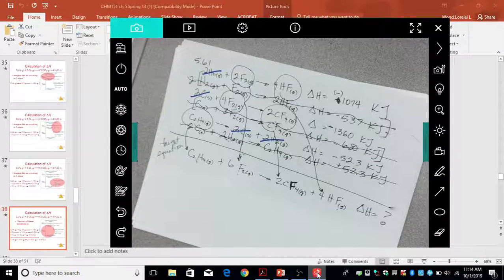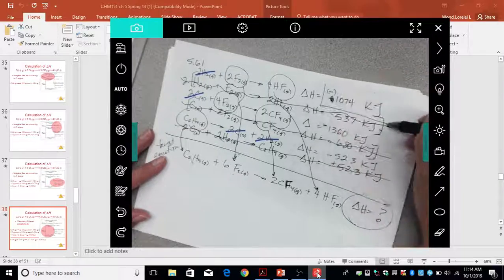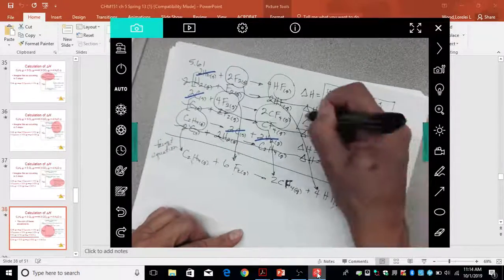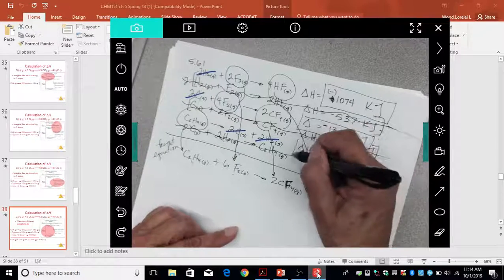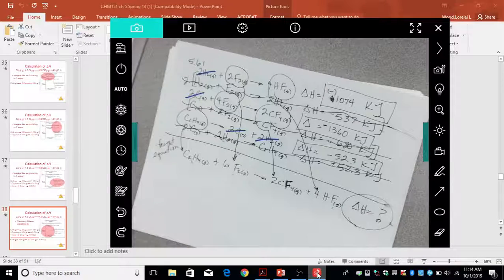All right, so what number do we need? How do I figure out my enthalpy value here? I take this number, a negative 1074, this number, a negative 1360. Thank you guys for keeping me straight. And this one also, they're all negative. That's going to be a big negative number.